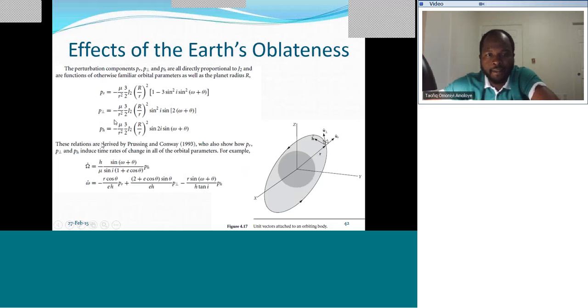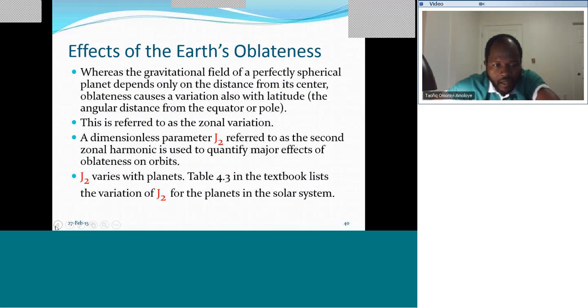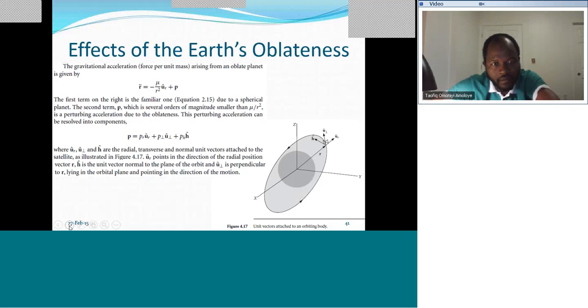And then the components in all the directions are directly proportional to the dimensionless parameter J2, which is the second zonal, what did we call it? Second zonal harmonic. The second zonal harmonic.